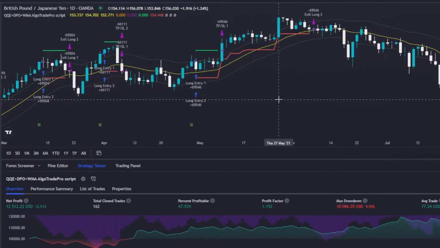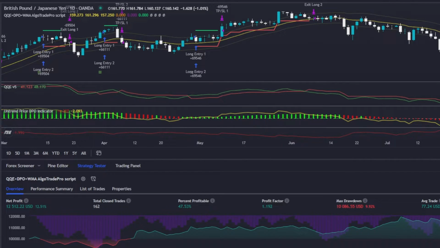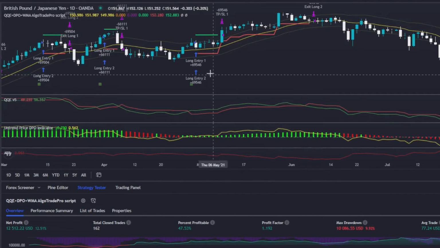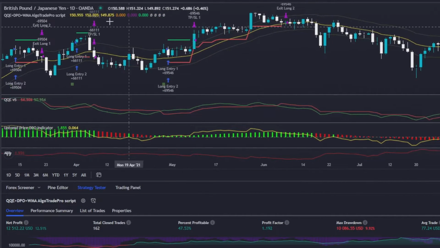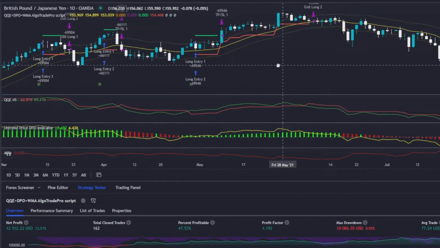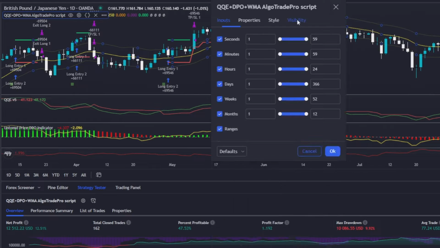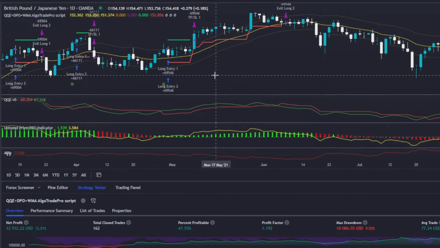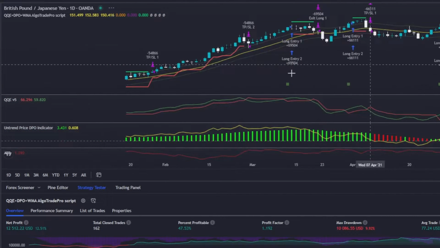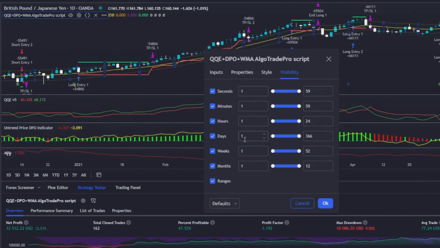But if you want to view them, you just have to insert them individually with the respective settings that you ask for the algo to use. As you can see, it is very simple. Regarding the last section, visibility, you don't need to mess with it. Now, let's see some examples of how the algo works in practice.